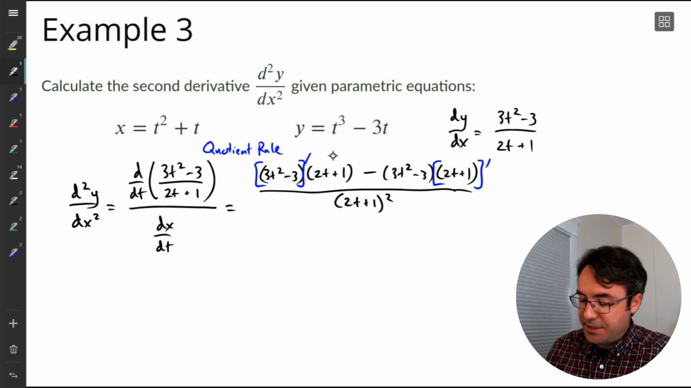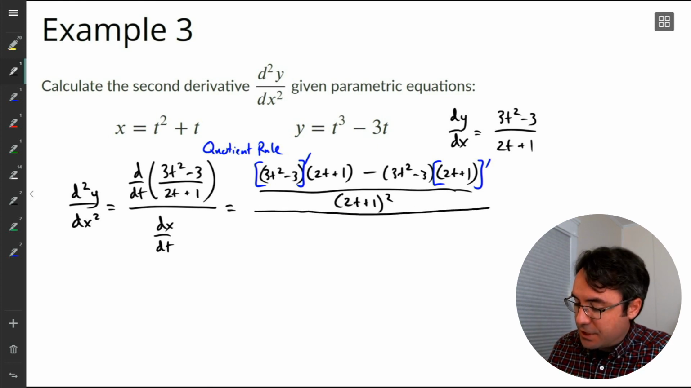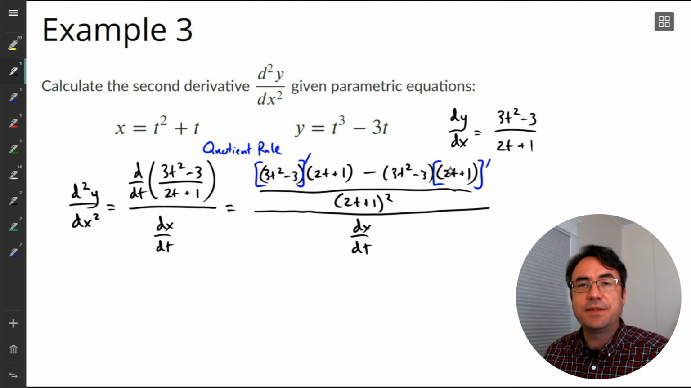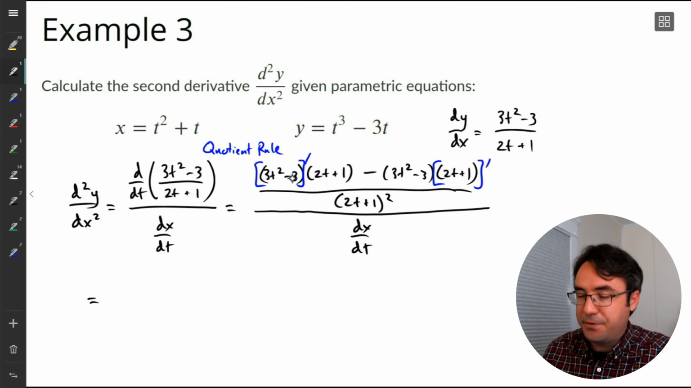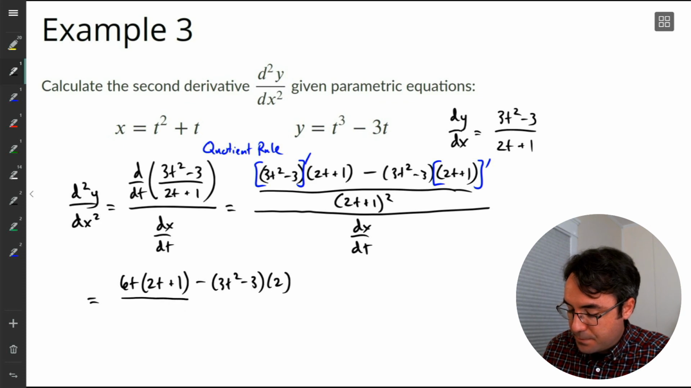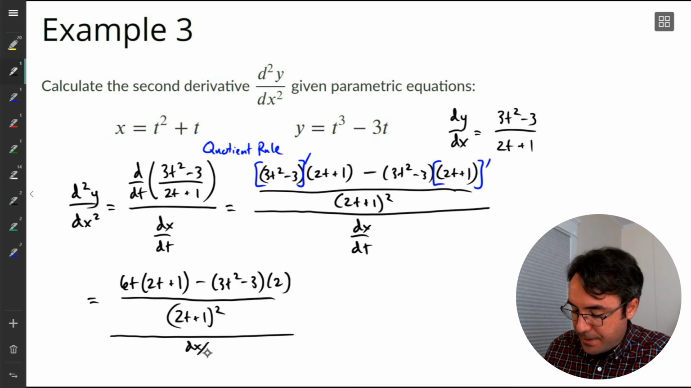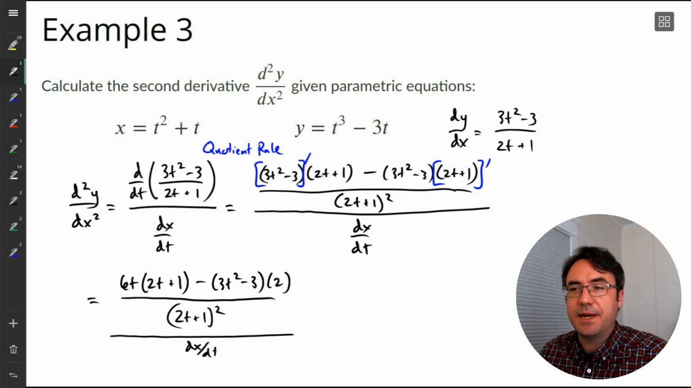All right, so this is just the derivative, with respect to t, of our first derivative. Then we're going to have all of this, so there's a lot of fractions going on. We're going to have all of this over dx dt. So let's simplify this down. Derivative of 3t squared minus 3 is 6t times 2t plus 1 minus 3t squared minus 3 times 2, all over 2t plus 1 squared, and then all over dx dt. And we could probably start filling in this dx dt, but we'll do it in the next step.